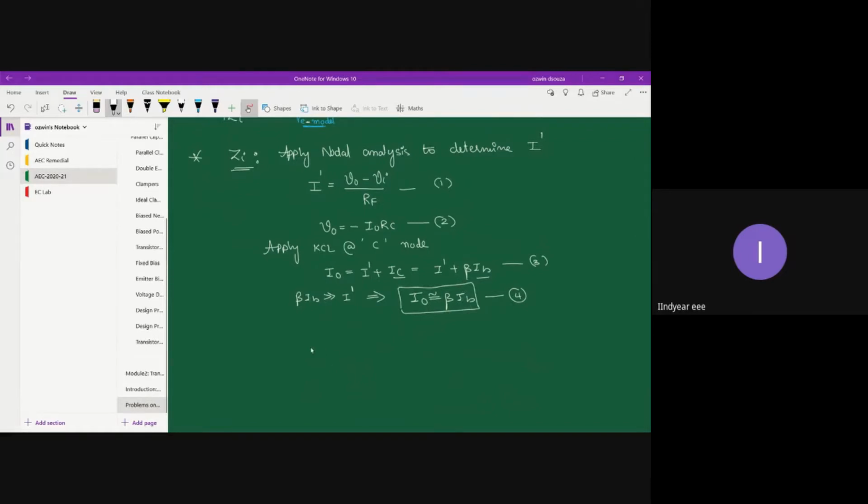Therefore, we can substitute equation 4 in equation 2 so that we can get an expression for V naught. So what do we get? V naught is equal to minus, against I naught we have beta IB, into RC. Say equation 5.